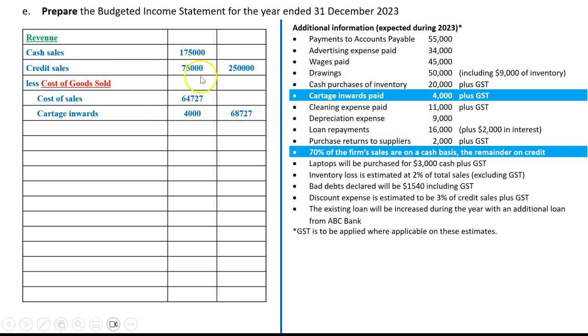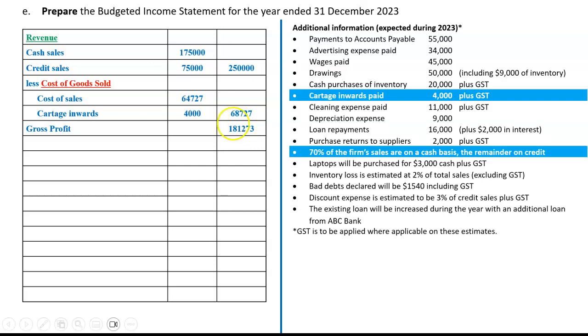So we use our first column for our numbers, our second column for our totals. And that will give me, if we remember our income statement sections, revenues less cost of goods sold is what we call gross profit. And it's just the difference between 250,000 and 68,727.